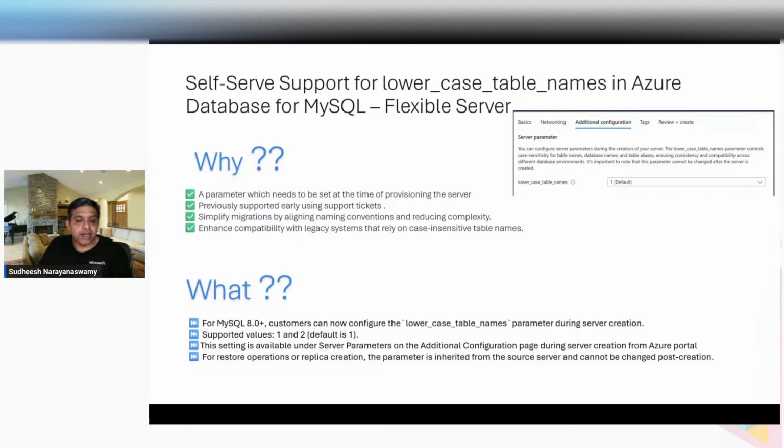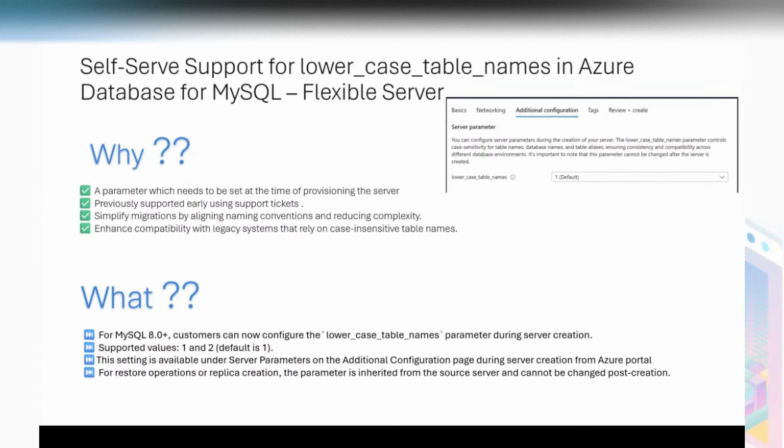Now, this is a parameter which you need to set at provision time. So whenever you provision, when you come to the additional configuration, you get this option to set the value, 1 by default. Otherwise, you could select it to be 2.